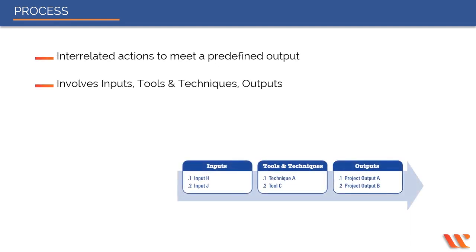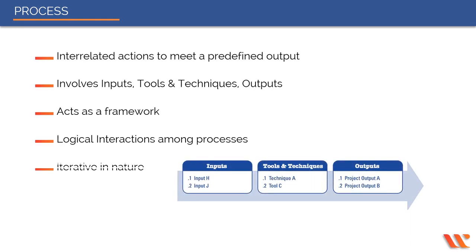The PMBOK guide defines a process as a set of interrelated actions and activities performed to achieve a specified set of products, results, or services. They are the roadmaps that help you move forward in the right direction. Think of them as a set of interrelated actions to meet a predefined output. It involves inputs, tools and techniques, and outputs. In fact, it acts as a framework and provides logical interactions among processes. It is iterative in nature, building on from the last step onwards and integrates the project as it goes forward.